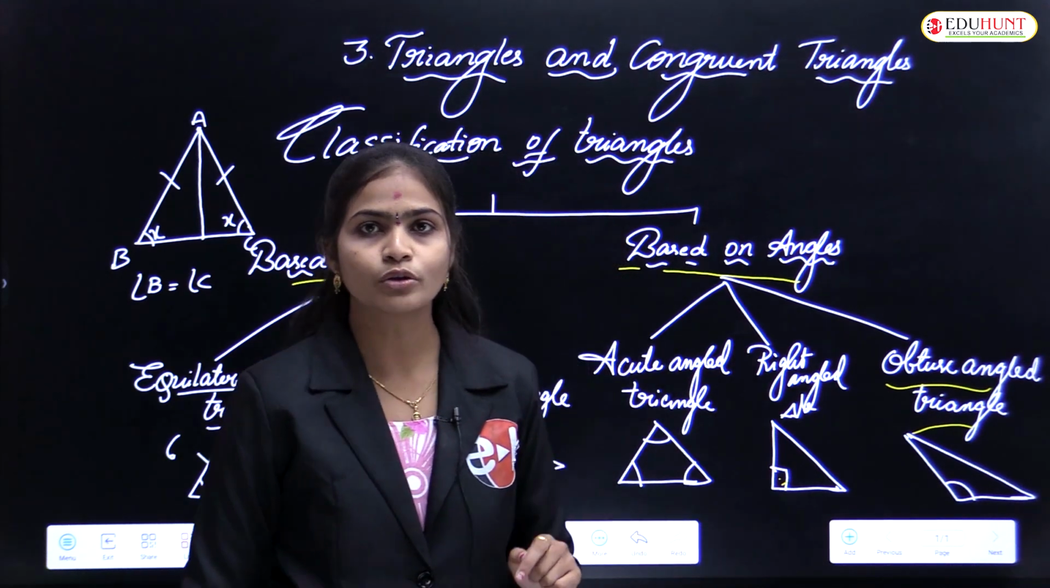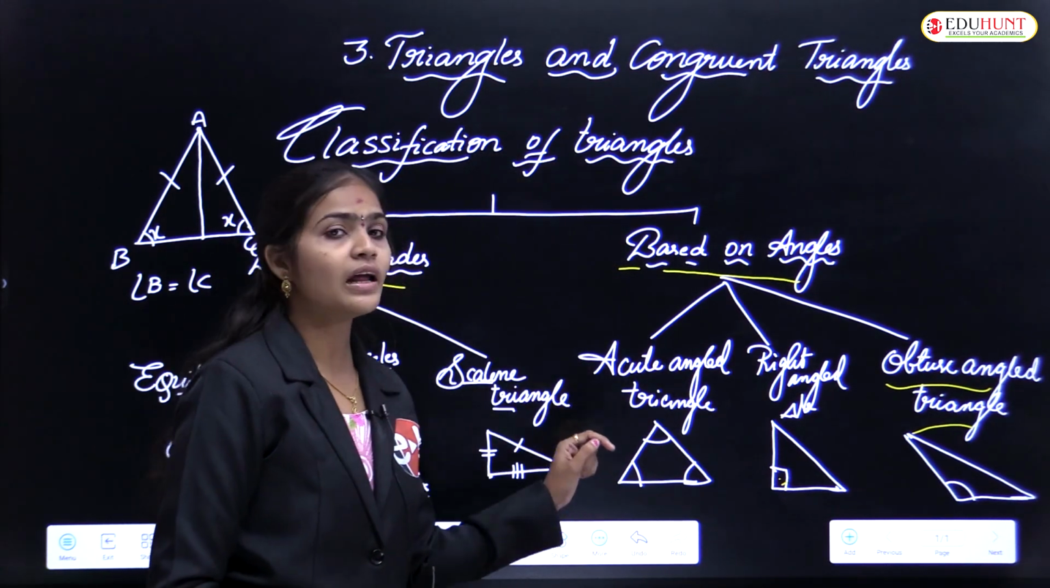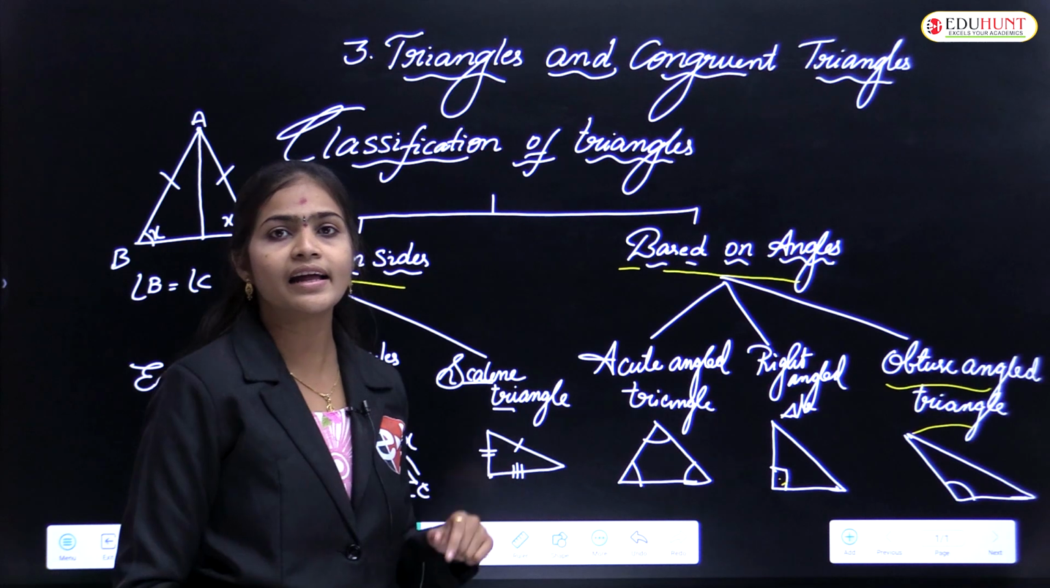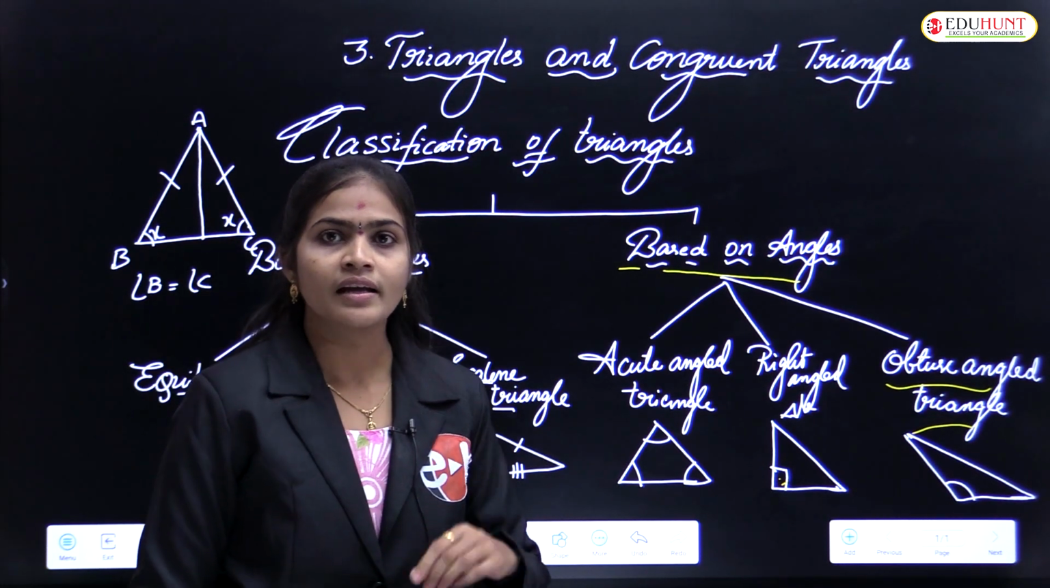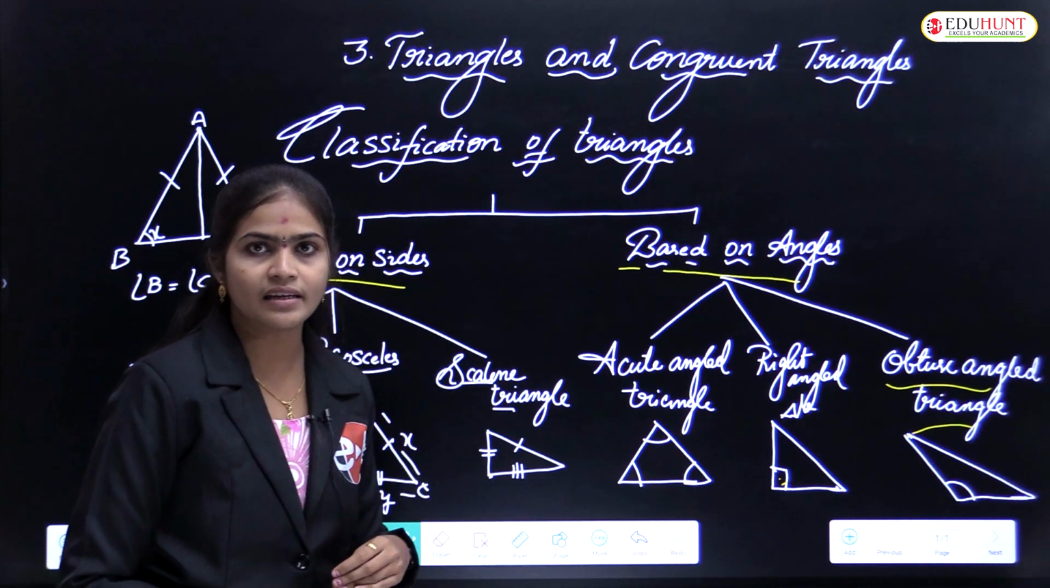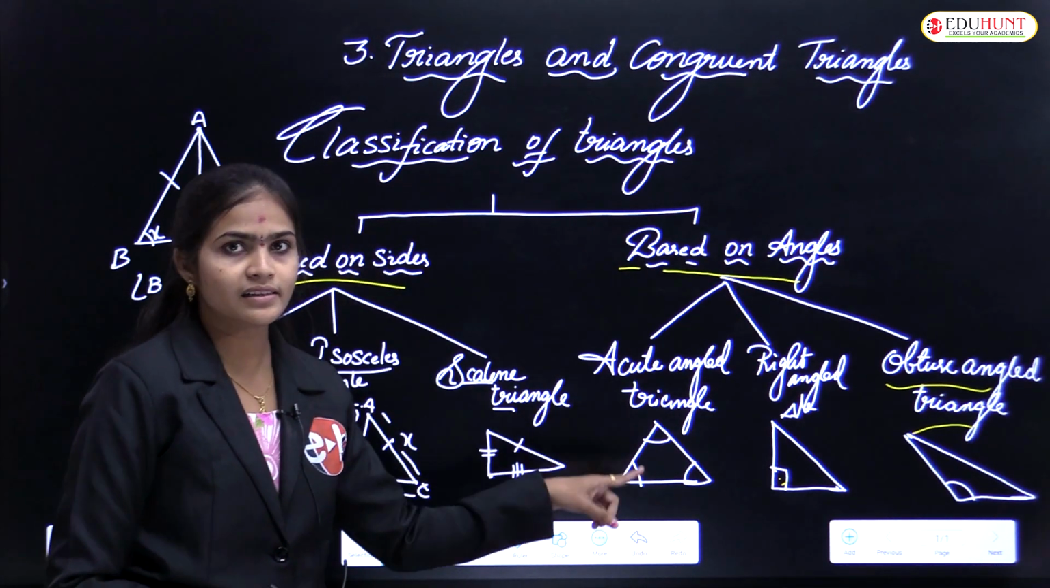Okay, now my question is, how many acute angles can we draw in a triangle? How many acute angles can we measure here? 3 acute angles we can measure here, in an acute angled triangle.